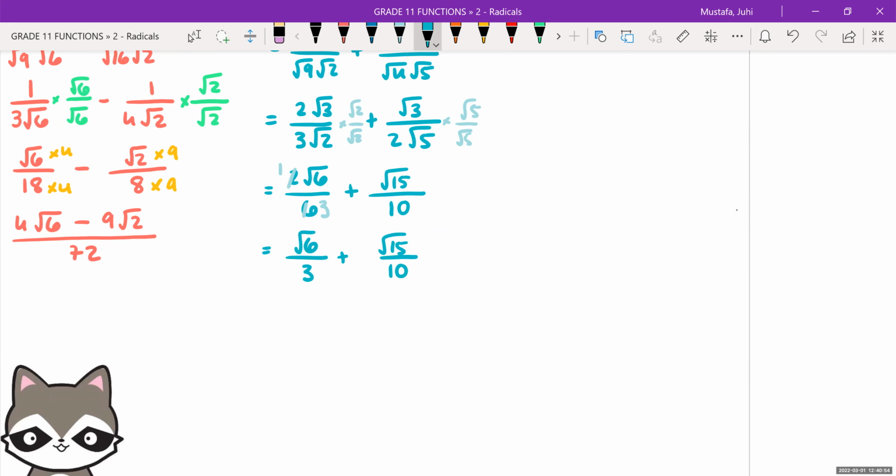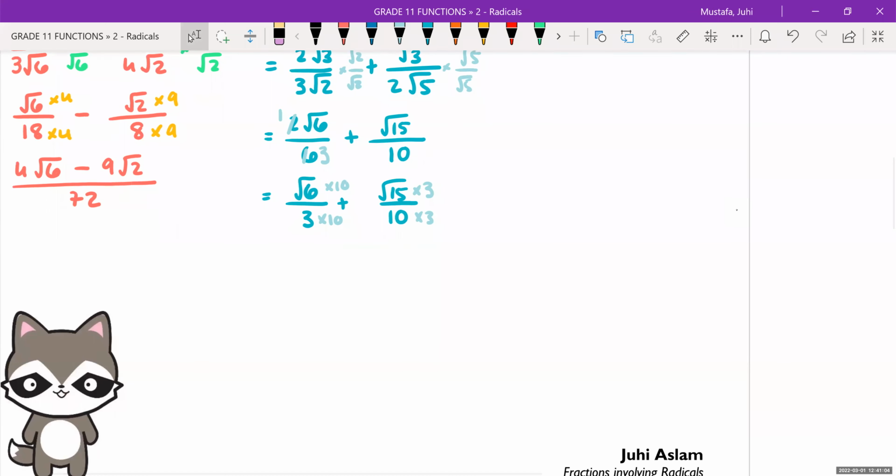Okay, and our common denominator would be 30. So we're going to multiply this by 10 and this by 10, this by 3 and this by 3. And then we basically get 10 root 6 plus 3 root 15 all over the number 30.